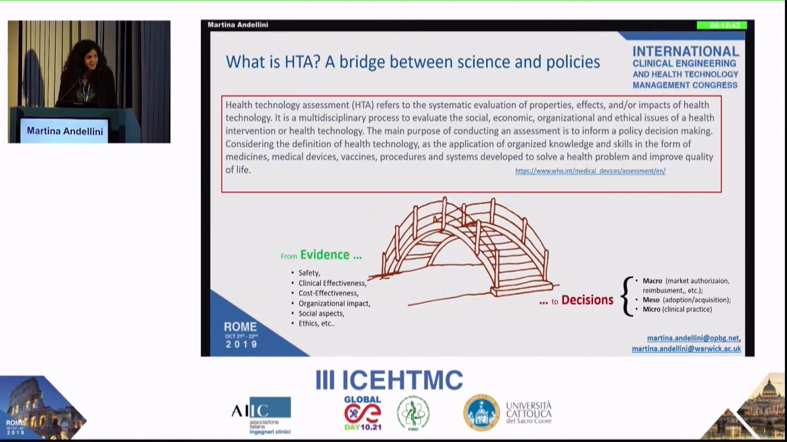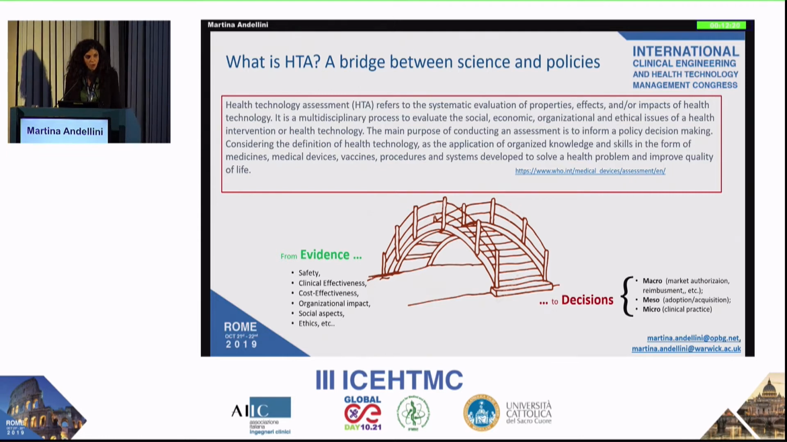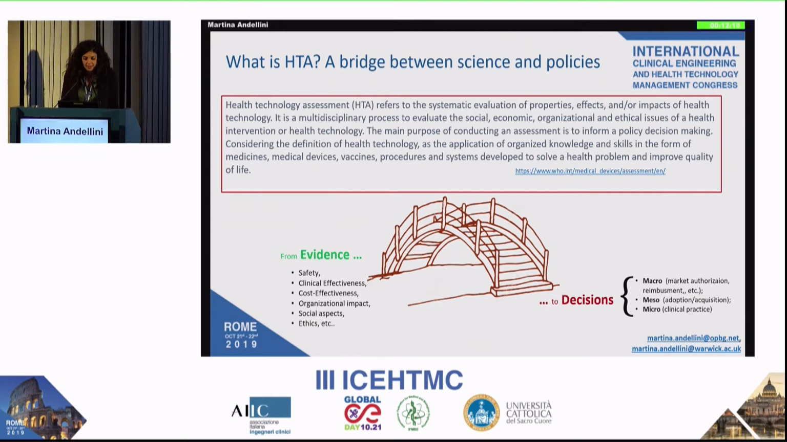So let's start with what health technology assessment is. We can consider health technology assessment as a bridge between science and policies. It means that it could be considered as a link from evidence about the safety, the clinical effectiveness, the cost effectiveness, the organizational aspects of health technologies, and the decisions about the technology. So, decisions based on evidence, and decisions that should be made at different levels.